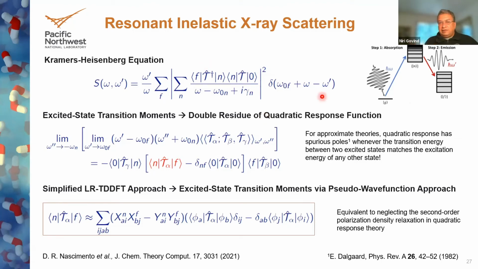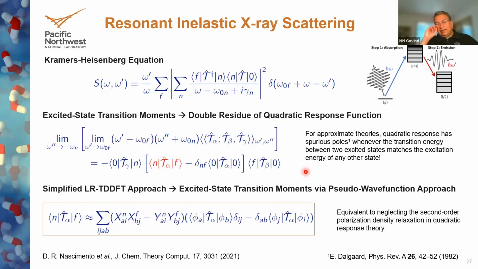I should stop and take a step back. When you do TD-DFT calculations, you only get transition moments from the ground state to any excited state. That's the formal coupling that you get from TD-DFT. But to evaluate this quantity, you need excited state couplings. So the formal way to go is quadratic response theory, and these excited state transition moments appear as double residues of a quadratic response function, and I've sketched out what the expression looks like here.